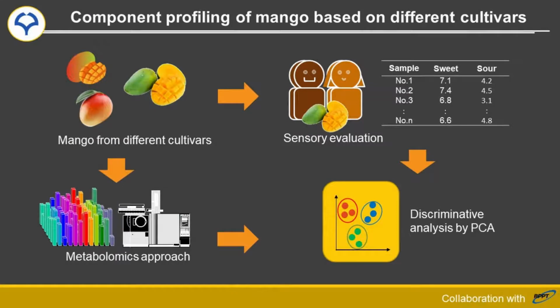Besides fruit ripening, study of different cultivar or variety of foods can also be performed with metabolomics. For example, in this lab, we also conducted component profiling of mango from different cultivar. We conducted metabolomics approach and sensory evaluation with the collaboration of Indonesia Research Agency to obtain characteristics of these mangoes. The data from this analysis can be used to perform discriminative analysis to identify unique attributes of these mangoes.